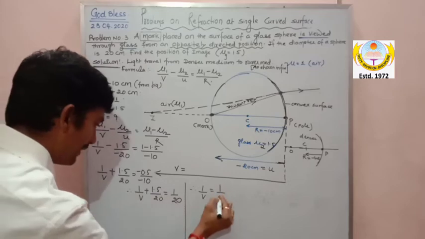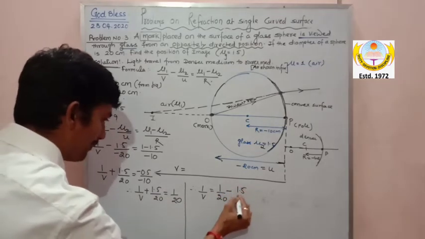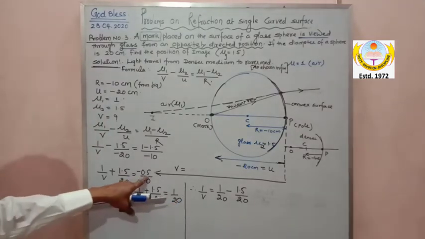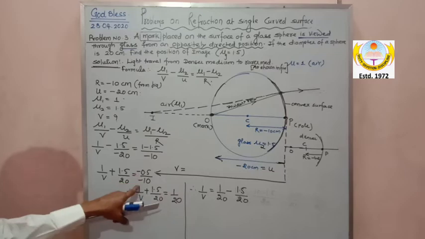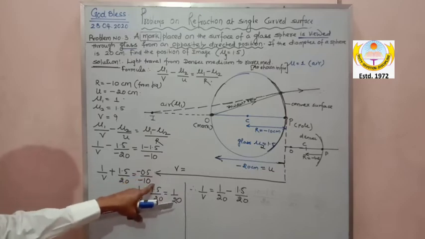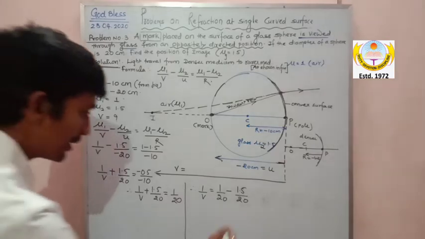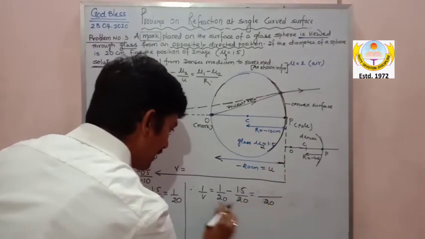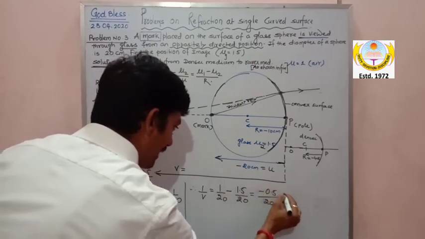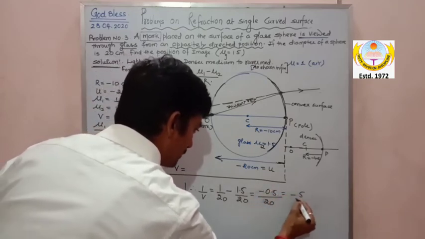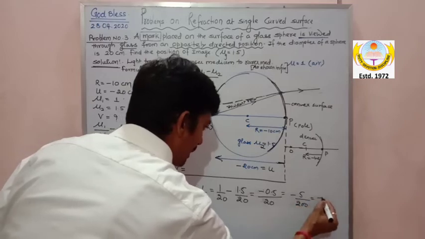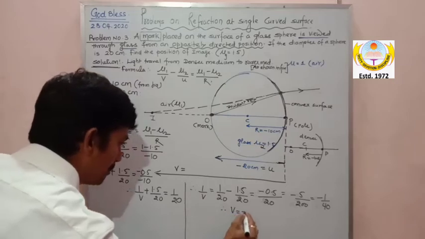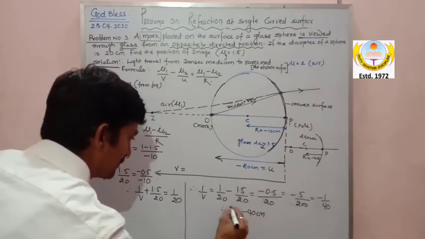So 1 by 20 minus 1.5 divided by 20. Okay, this is the way. Because this is minus 0.5 divided by minus 10, minus and minus cancel, and this will give me 5 by 100, and 5 by 100 is 1 by 20. So here the LCM is 20 and the answer will be minus 0.5, that is nothing but minus 5 upon 200, and that is nothing but minus 1 by 40. So if it is minus 1 by 40, V is equal to minus 40 centimeter, my dear.